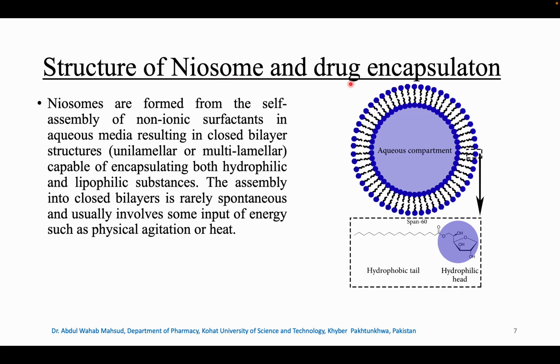Structure of niosomes and drug encapsulation: you can see over here the structure of a niosome, the hydrophilic part and hydrophobic part of niosome. Niosomes are formed from the self-assembly of non-ionic surfactants in aqueous media, resulting in a closed bilayer structure. As you can see, it is a closed bilayer structure of niosomes, unilaminar or multilaminar, capable of encapsulating both hydrophilic and lipophilic substances.